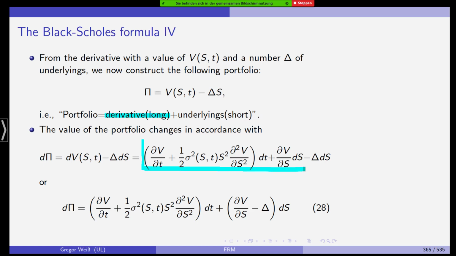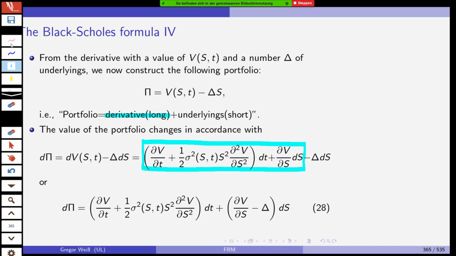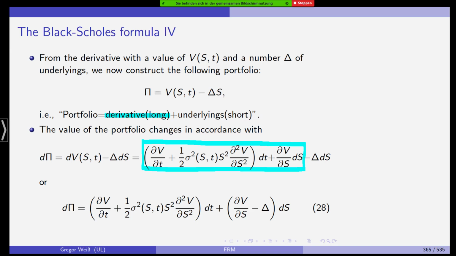This is Ito's lemma, and at the end we have minus delta dS. Simplify this, and you get dΠ equals yada yada yada dt plus the partial derivative of the option with respect to S minus delta dS. And now comes something that is a little bit tricky, or even sneaky.